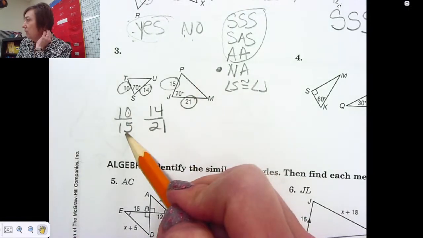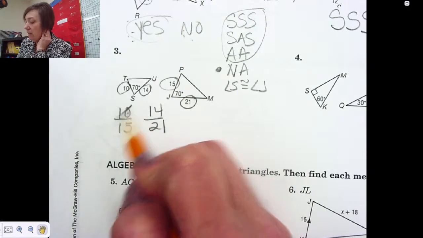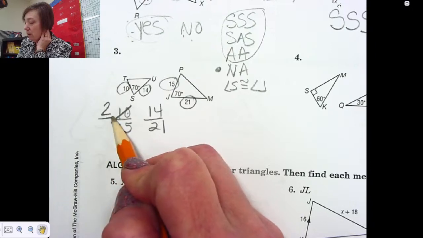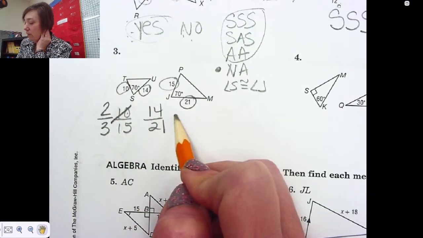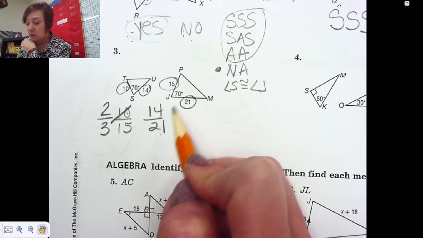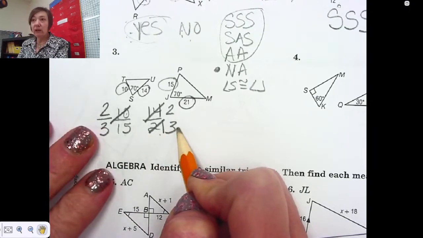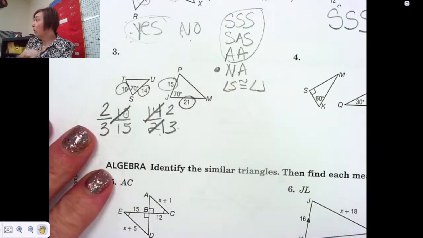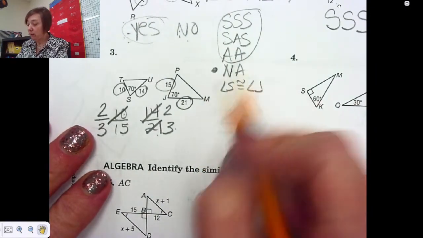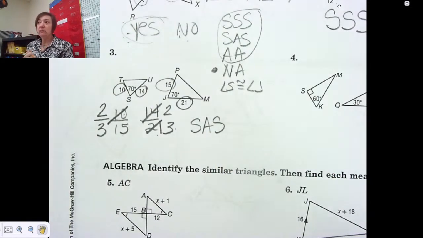What goes into 10 that also goes into 15? 5. How many times on top? How many times on bottom? Okay, what about this one? What goes into 14 that also goes into 21? 7. How many times on top? How many times on bottom? So, did we get the same thing? Yes. So, are these triangles similar? Yes. What theorem did we use to prove it? SAS. Side, angle, side. So, everybody see how that works?